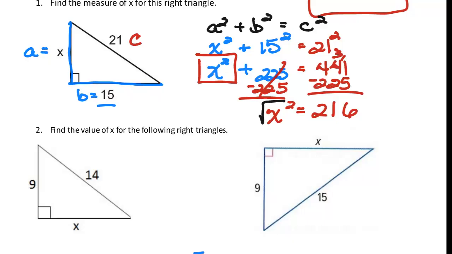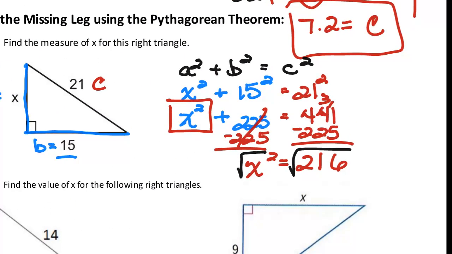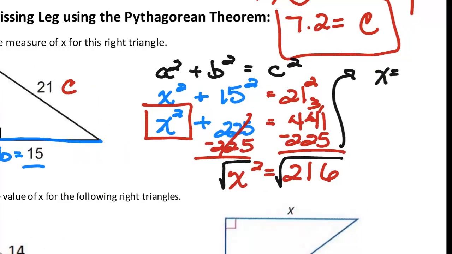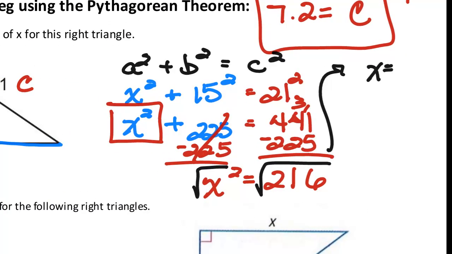So we have to take the square root of both of those. I'm going to do this over here. So the square root of x squared is x. The square root of 216, who's got that?